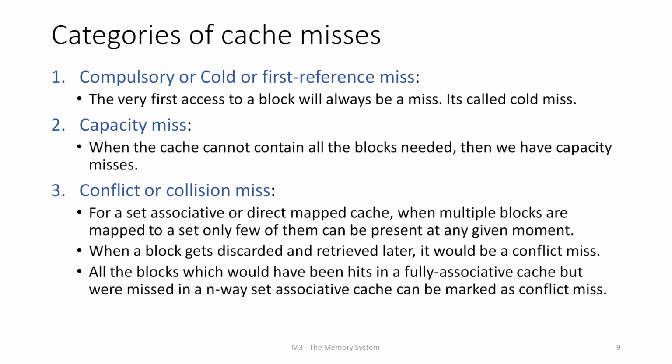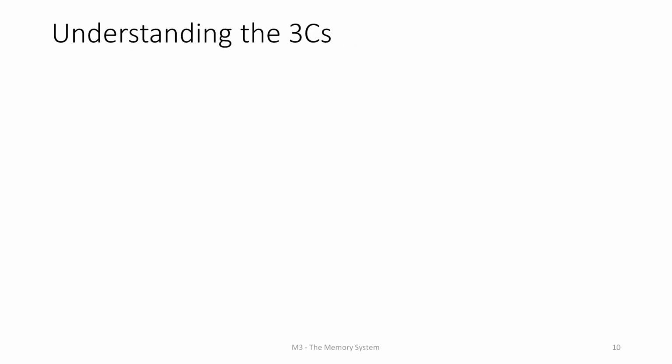So in general, all the blocks which would have been hits in a fully associative cache but were missed in an n-way set associative cache are marked as conflict misses. This n-way can be replaced by 2-way, 4-way, 8-way or 16-way, and so on. Now let's try to understand these 3 C's, more popularly called cold, conflict, and capacity misses.